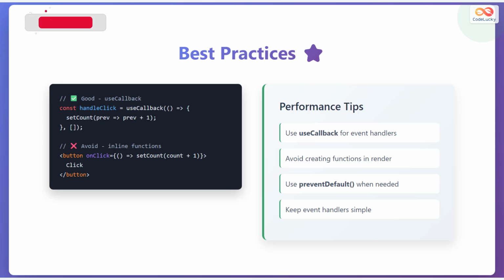Finally, let's discuss the best practices and performance tips for event handling. It's important to optimize your event handlers for better performance. Here are some recommendations. Use useCallback to memoize event handlers, avoiding unnecessary re-renders. Avoid creating functions directly within the render method. Use preventDefault when needed to prevent default actions. Also, it is good to keep event handlers simple.